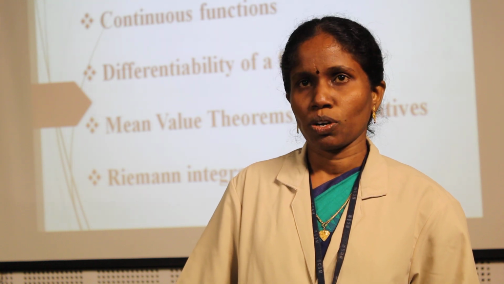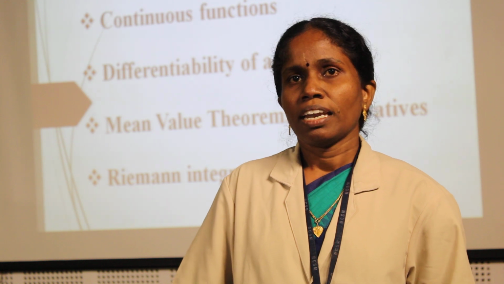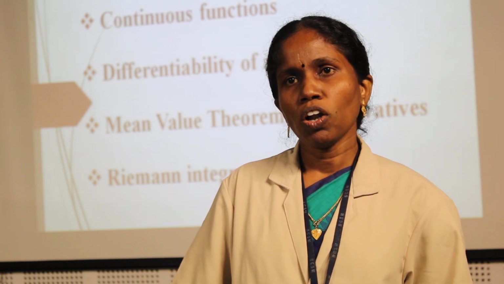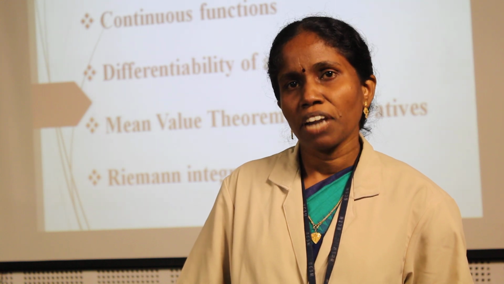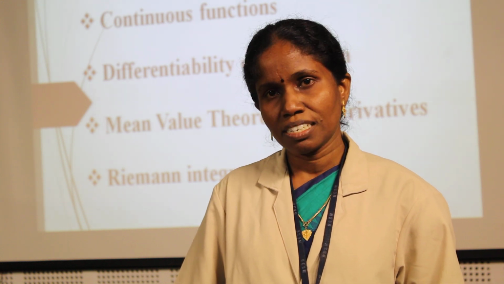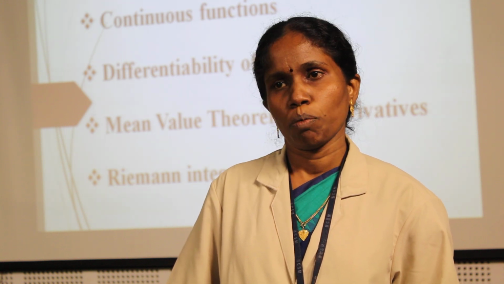First one is natural numbers. Natural numbers are the set of counting numbers. Next one, whole numbers. Whole numbers are the set of numbers that include 0 plus the set of natural numbers. Next one is integers. Integers are the set of whole numbers and their opposites.